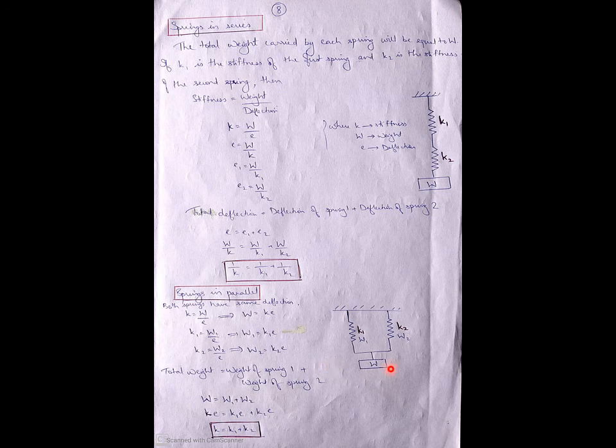Here we can see that the total weight W equals the summation of these two weights, that is W1 plus W2. What is this W? It is KE. W1 is K1E, W2 is K2E, and E gets cancelled in all these cases. And finally, stiffness K equal to K1 plus K2. That is, the total stiffness equals just the summation of these two stiffnesses. So if the springs are connected in parallel, it is just addition. And if the springs are connected in series, it is the reciprocal.